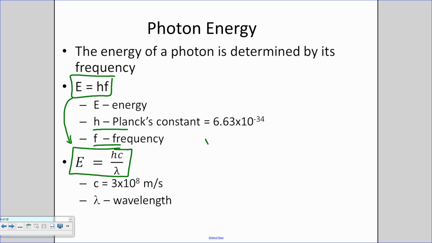Well, that's fairly easy. v equals lambda f. We know that from before. If we're talking about photons, then they have a velocity of c, the constant speed of light, so c equals lambda f, which means f is equal to c divided by lambda. So h times f becomes h times c over lambda. c is 3 times 10 to the 8th, and lambda is your wavelength. So the amount of energy is directly related to the frequency and inversely related to the wavelength.